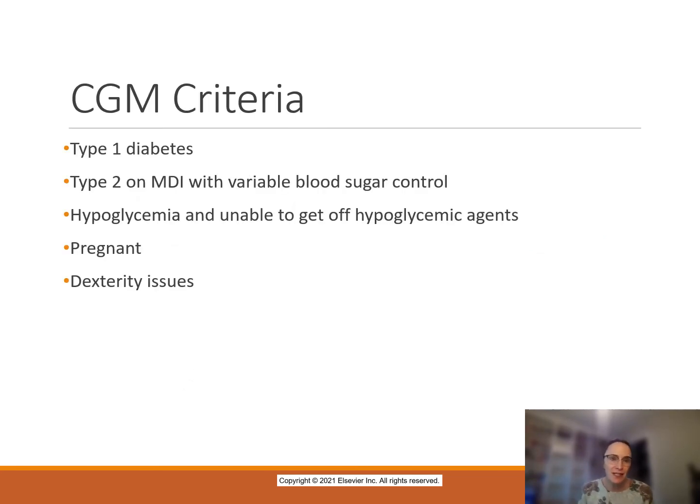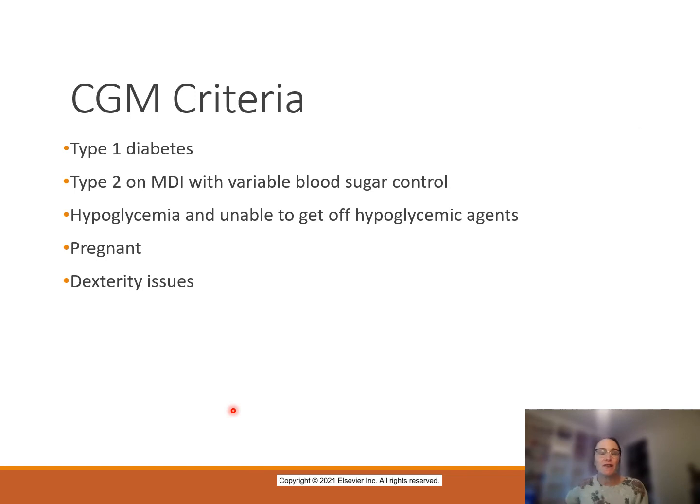At our facility, we have criteria. Type 1 diabetes, anybody with type 1 diabetes gets it. If we've got somebody with type 2 on MDI or multiple daily injections, they get it. Hypoglycemia and unable to get off some of those hypoglycemic agents. So remember, we're trying to get them off the glipizide and the insulin if possible. And then anybody who's pregnant or has dexterity issues.